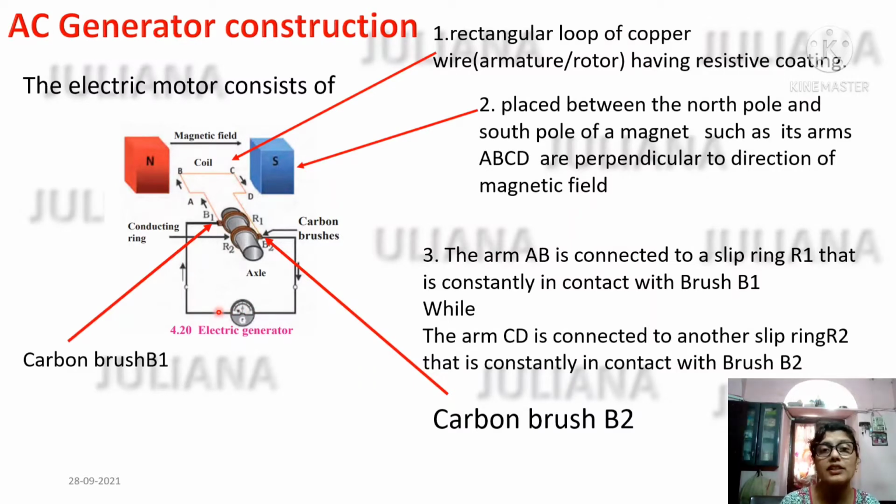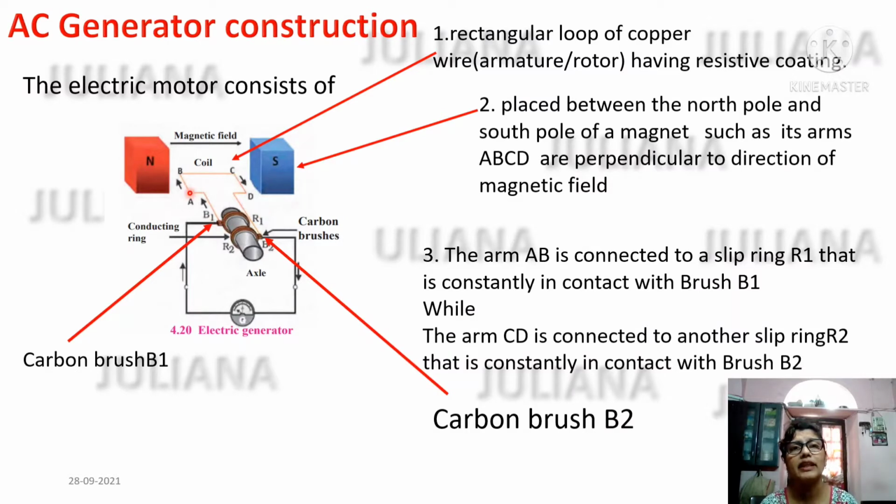Then also, what is different here, instead of split rings, we have slip rings now. One end of the coil, this is the same armature coil, so we have a rectangular armature loop or coil, also called the armature or rotor, having resistive coatings. This is placed in the same way in between the north pole and south pole of a magnet, in such a way that the arms A, B, C, D are perpendicular to the direction of the magnetic field.